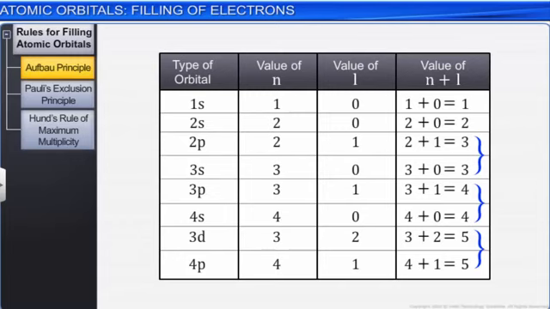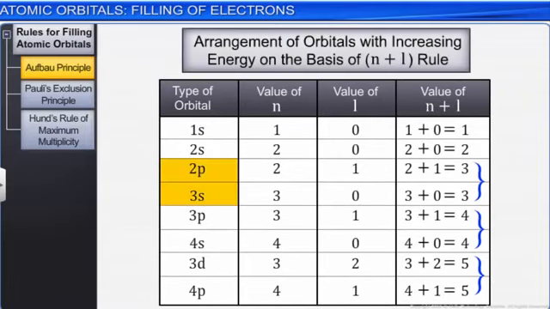The orbitals 2p and 3s have same value of n plus l, which is 3. Now, as per the n plus l rule, the orbital with the lower value of n has lower energy and hence is filled first. Thus, 2p is filled first, followed by 3s. Let us observe the arrangement of orbitals up to 4p in increasing order in accordance to the n plus l rule in the following given table.